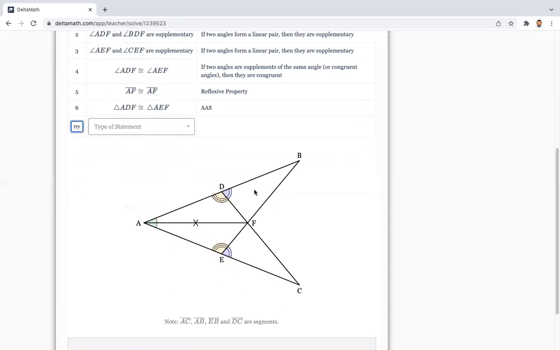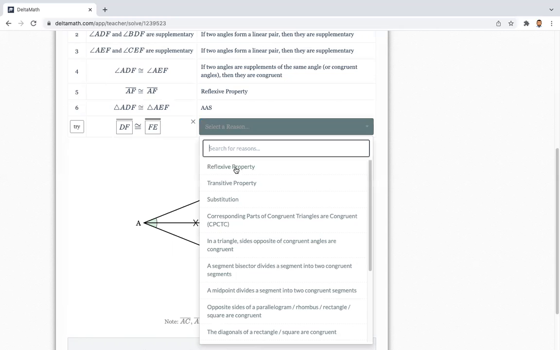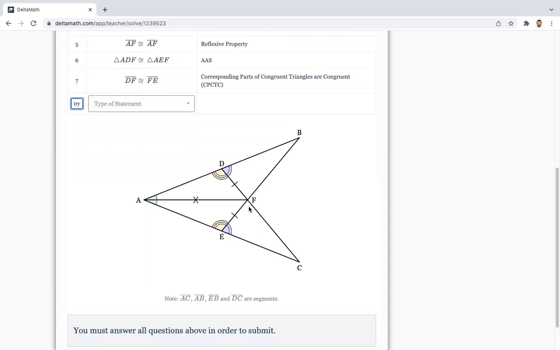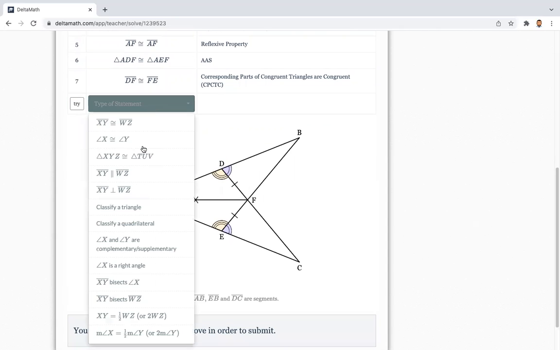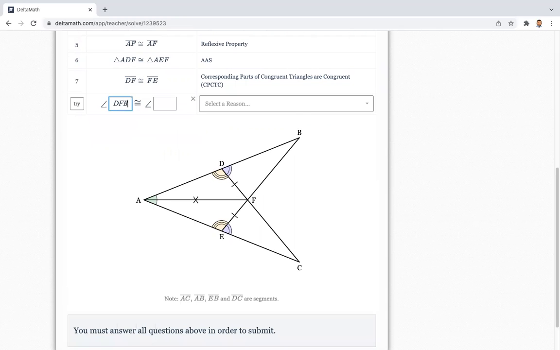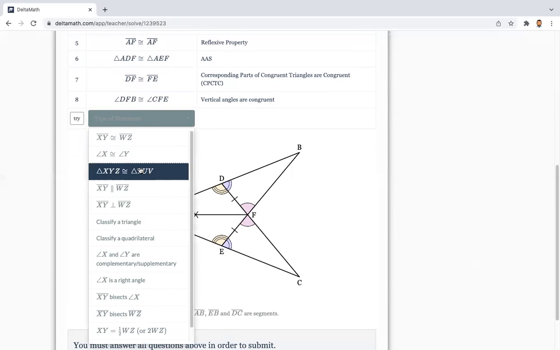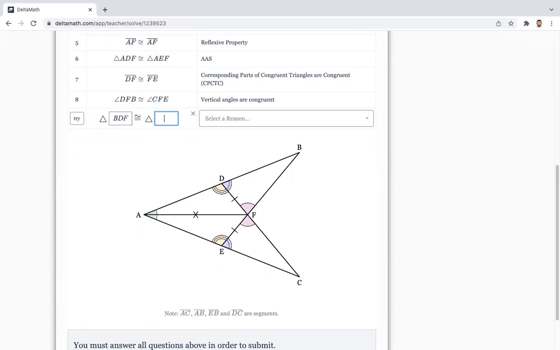I need to prove the bigger triangles. I have a side, I have an angle. No, I'm going to have to prove those other ones. All right, so we can say DF is congruent to FE by CPCTC. I got vertical angles here, and that's going to give me angle side angle. So I'm going to go DFB and CFE. Vertical angles, I believe.